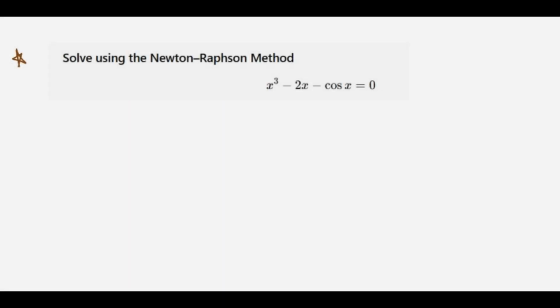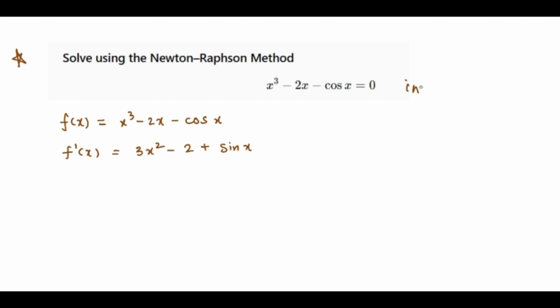And now comes a question that asks for the positive root of this particular equation using the Newton-Raphson method. We have clearly defined the function as f(x) equals x cubed minus 2x minus cos of x. We can simply differentiate the function, and we get f dash equals 3x square minus 2 plus sin x. We have the endpoints as 1 and 2.